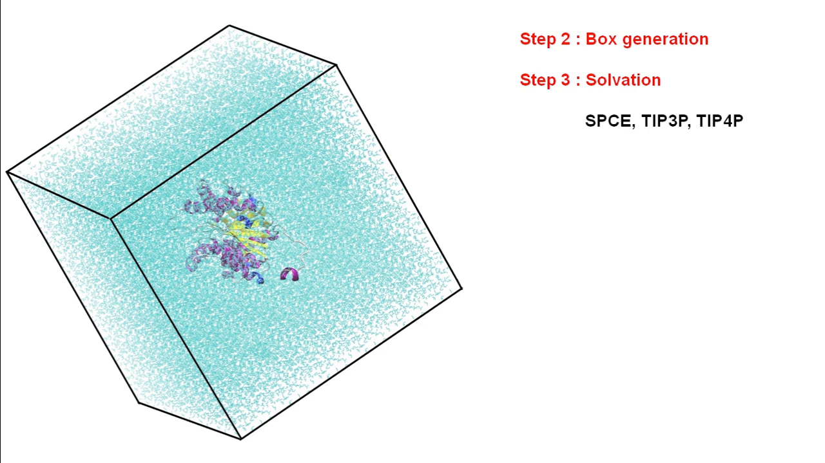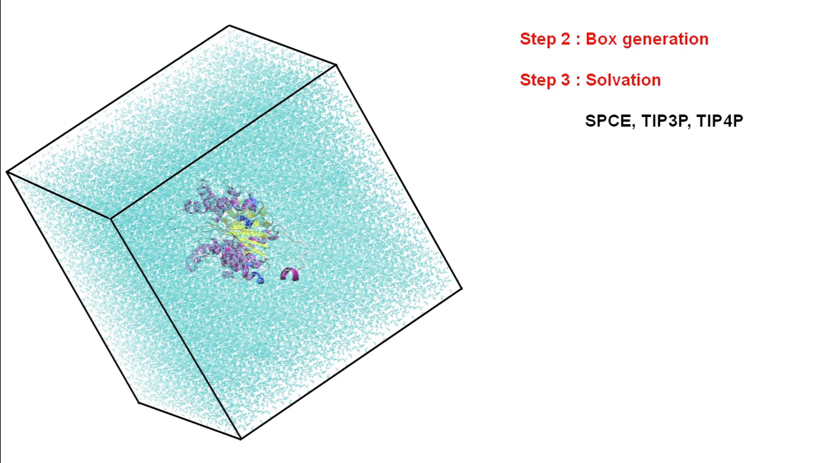So each of these models has its own advantages and disadvantages, and these models are about reproducing the aqueous environment more accurately and efficiently. And we choose this water model depending on the needs of our simulation.